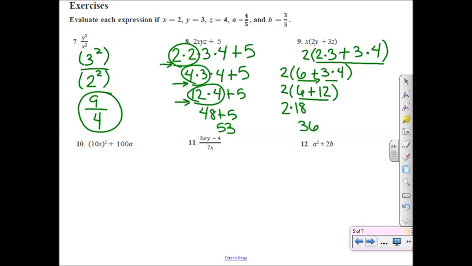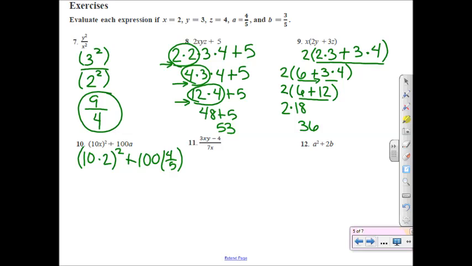In number 10, there is a fraction, but it's pretty easy to do, especially if you were to have a calculator, so we can actually do it. So we have 10 times 2, because x is 2, in parentheses squared, plus 100, and then remember I always put parentheses around a fraction if I'm multiplying it, just because it helps me out a little bit.